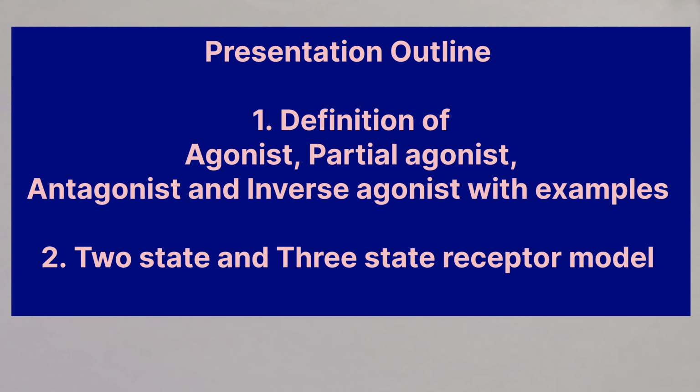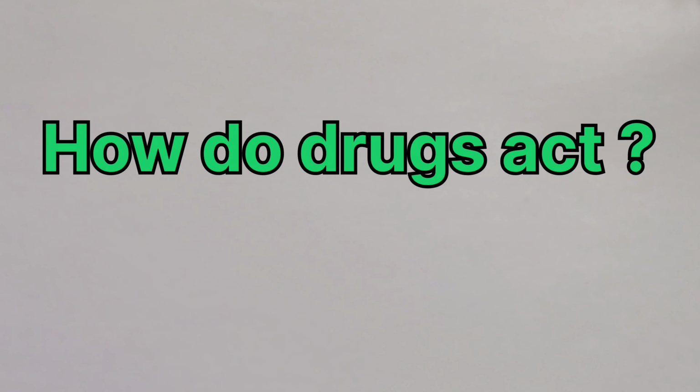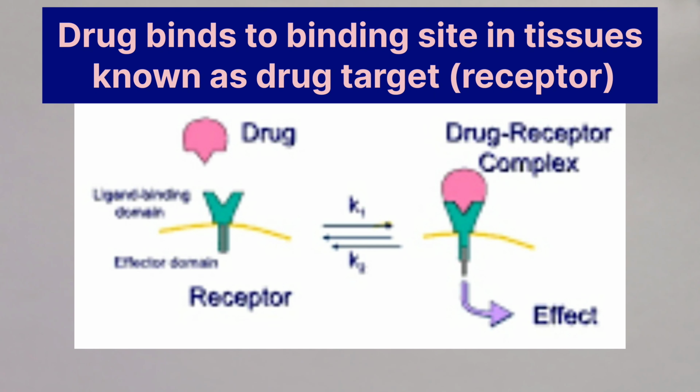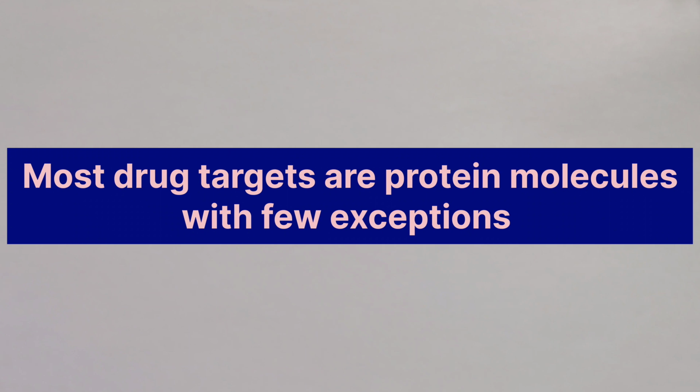To start, how do drugs act? A scientist, Paul Ehrlich, insisted that the drug action is due to chemical interaction between the drug and the tissues so that the function of these tissues is altered. So the drug molecule gets so close to the cellular component that the two interact chemically through binding sites referred to as drug targets. Most drug targets are protein molecules with few exceptions.